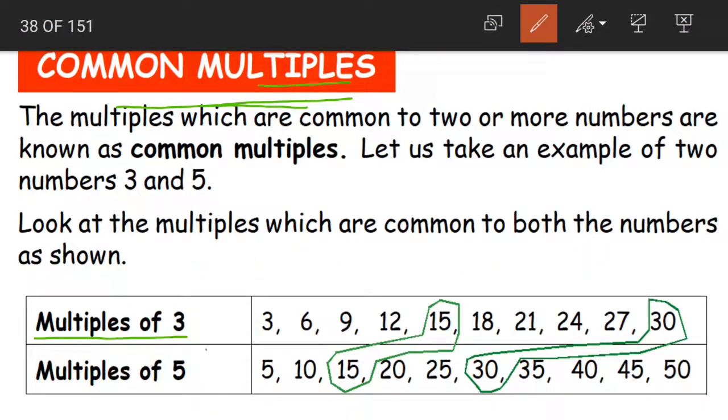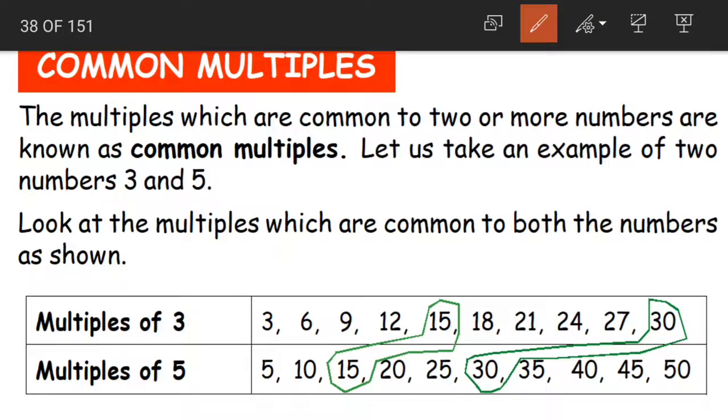Now the multiples of 3 are: 3 ones are 3, 3 twos are 6, 3 threes are 9, 3 fours are 12, 3 fives are 15, 3 sixes are 18, 21, 24, 27 and 30. Now the first 10 multiples of 5 are: 5 ones are 5, 5 twos are 10, 5 threes are 15, 5 fours are 20, 5 fives are 25, 5 sixes are 30, 5 sevens are 35, 5 eights are 40, 5 nines are 45 and 5 tens are 50. So these are our multiples of 3 and 5.